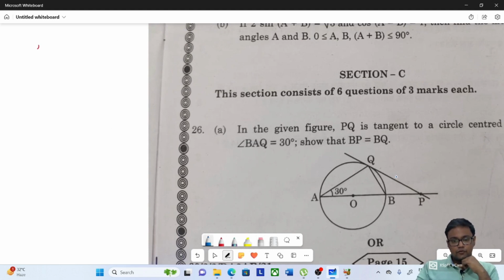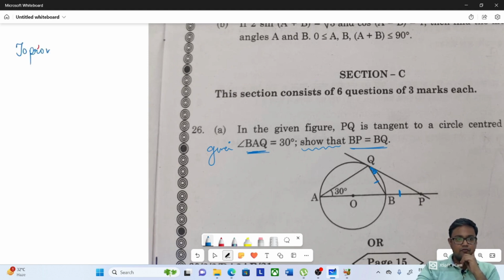We need to show, children, that in this figure angle BAQ is 30 degrees. It is given to us. This is the fact given to us. I quickly have seen that to show, we have to show that BP is equal to BQ. So we have to show BP equal to BQ, and we can do this if we can show that angle Q, that is the one which I am shading.